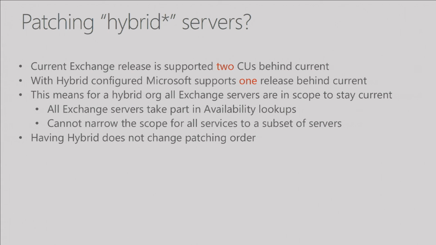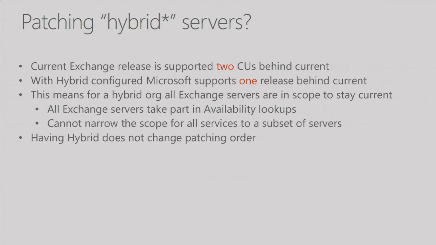Now, with what Tim explained to us earlier, if we are running hybrid mode, then all of our servers are in scope, every single one of them, for availability space lookups, right? So a request comes into CAS, client access server. That client access server has the right to refer to any other client access server in your organization, which means by default, every single one of those servers takes part in hybrid, which means that all of them, if you're running hybrid mode, need to stay 1 CU behind at maximum.